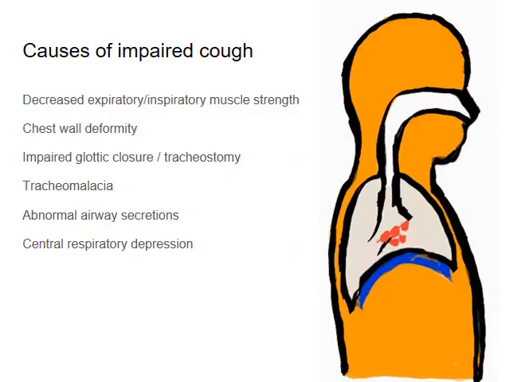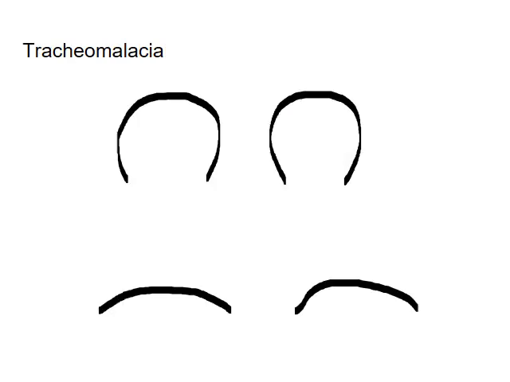There are different causes of impaired cough, but basically it is due to impairment in one or more of the phases of cough. Tracheomalacia is one example of the causes of impaired cough.